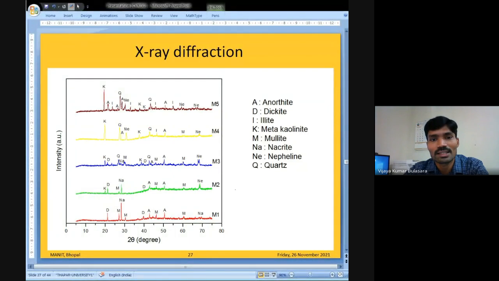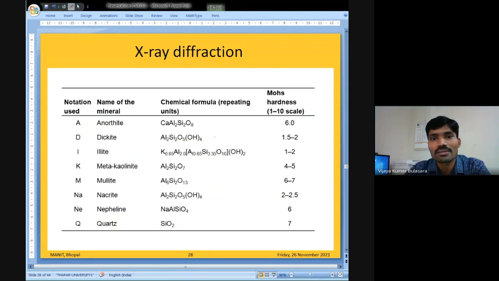Then the membranes are also subjected to X-ray diffraction, that is M1, M2, M3, M4, M5. These different membranes have different compositions, and with increasing amounts of kaolin, there are differences in the amounts of various minerals. Especially with M1, M2, that is a high amount of fly ash, we have nacrite and dicite in high amounts, whereas with kaolin we observe that the metakaolinite amount is very high. Now when we see the hardness values of these minerals observed from the XRD, the hardness values are different for different minerals, and anardite is common in all the membranes, and this nacrite and dicite, this one, and nacrite is this.